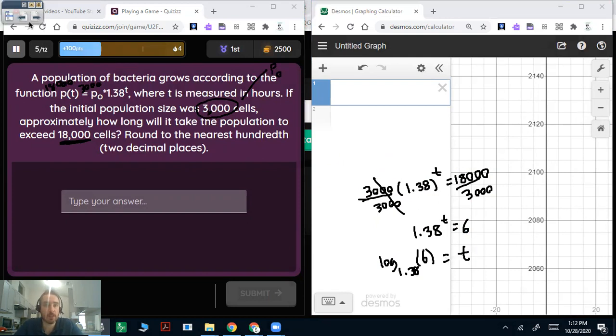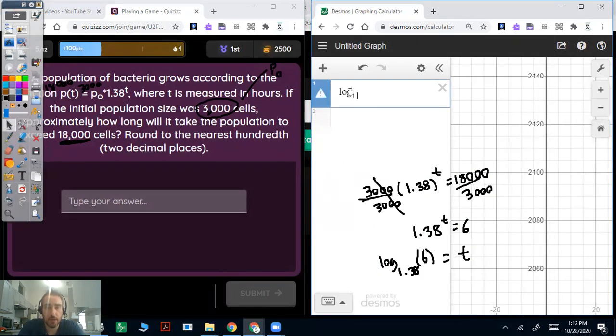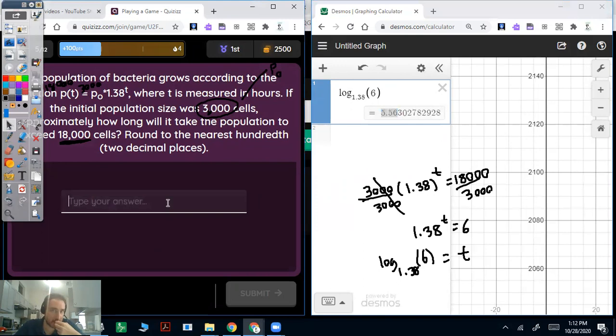And it says round it to 2 decimal places. So let's see what that puts us. Log shift minus 1.38, right arrow, 6. And I'm getting 5.563. So 2 decimal places would be 5.56. So it's going to take 5.56 hours in this case, since that's what your t increment is, to get that population up to 18,000 cells.